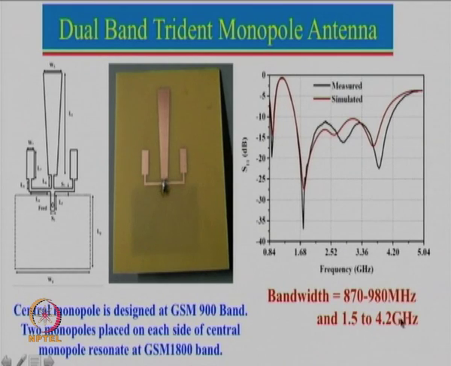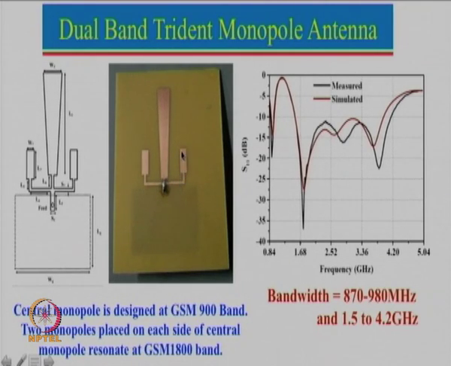Now let me show you another configuration we worked on in parallel. This is a dual band trident monopole antenna. What we have done here is design an antenna at the center which resonates around, again, 900 megahertz, and then we designed this antenna here at the higher band, which covers 1800 to 2500 megahertz. But we had to put two of these over here, both symmetrical.